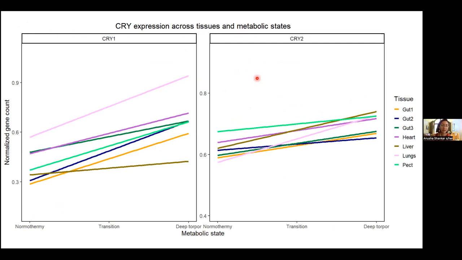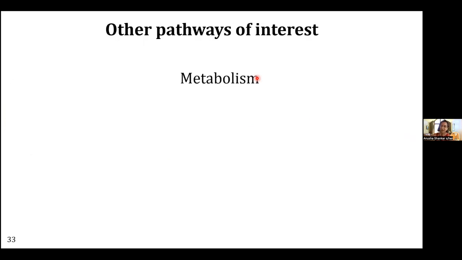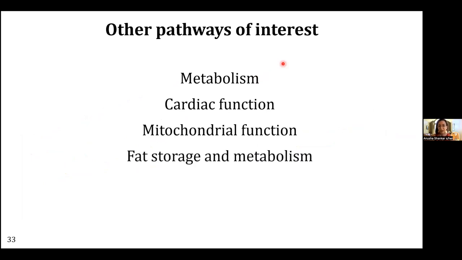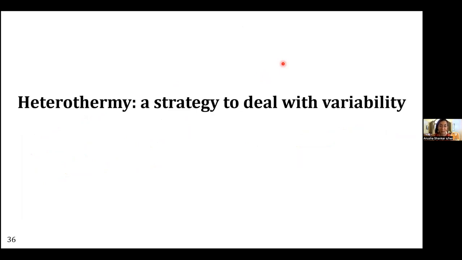And now I'm going to be looking at the metabolic genes and the fat storage genes and some other key genes that I think will be really interesting. Oh yeah, I have it on a slide. Metabolism, cardiac function, mitochondrial function, fat storage and metabolism are really key ones that we're looking for next and that have been implicated in mammals.